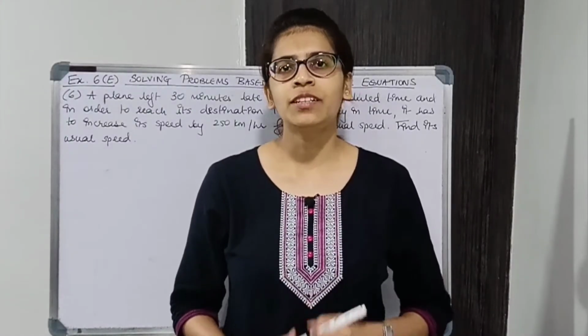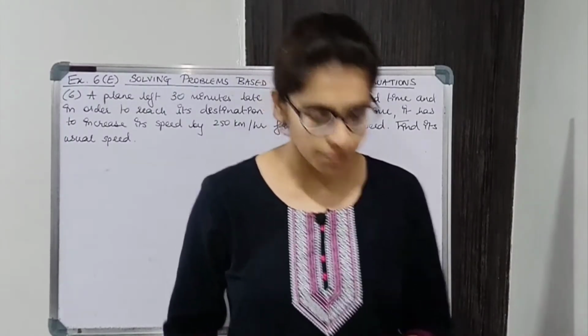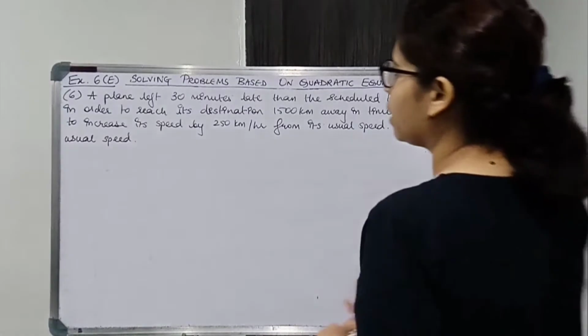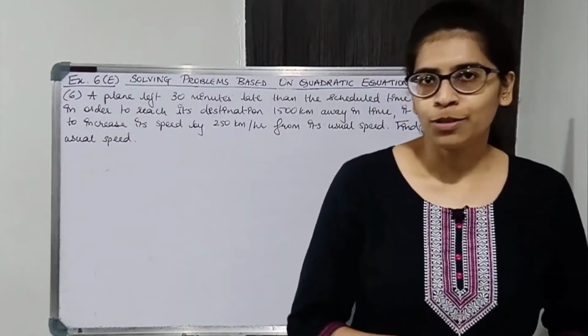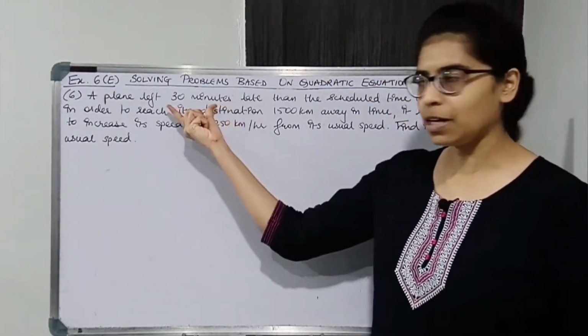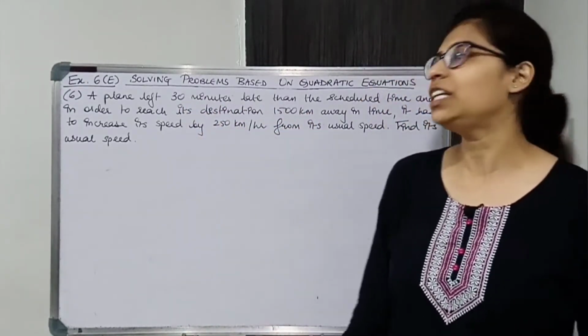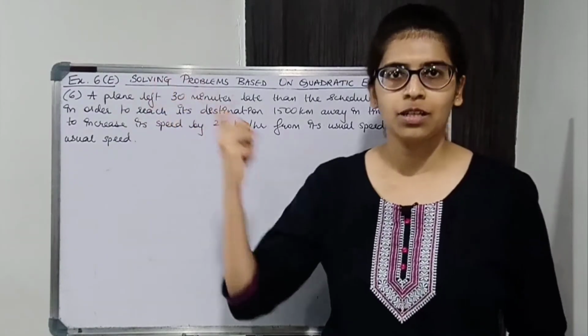Let's read the next question. Question number 6. A plane left 30 minutes late than the scheduled time, and in order to reach its destination 1500 km away in time, it has to increase its speed by 250 km per hour from its usual speed. Find its usual speed. We have a speed, distance, time problem. We need to find its usual speed, normal speed.